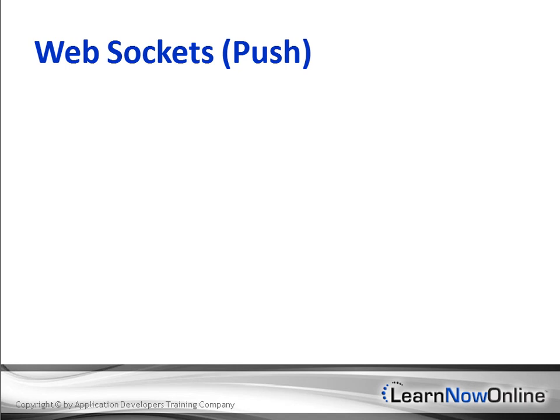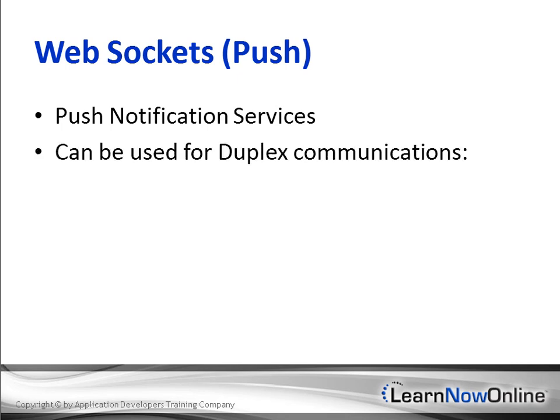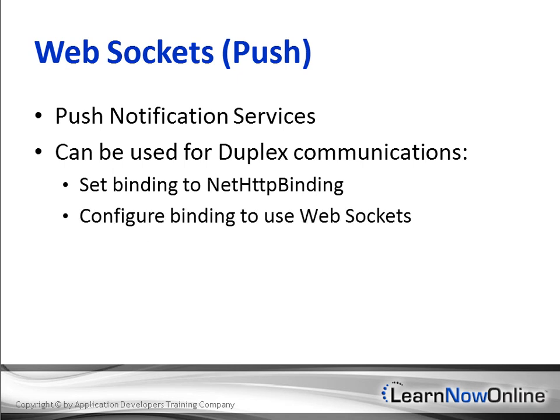There's another messaging pattern that can be implemented via WebSockets, which I'll call push. Essentially, WebSockets let you push notifications from the server to the client. You can use this for duplex communications. To do so, you would set the binding to net HTTP binding. Then you configure that binding to use WebSockets. And then you would set up your duplex callback code as normal. And that's what we're going to do in the next demo.